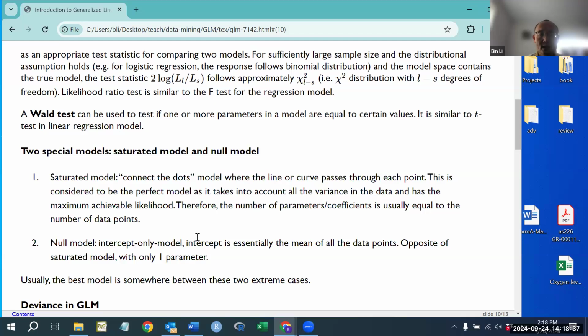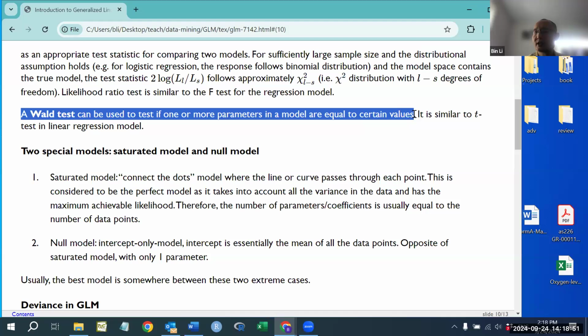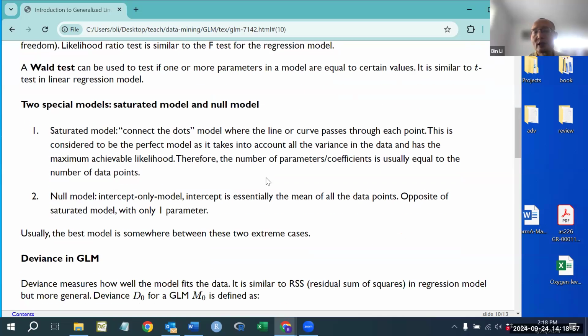And we can also use the Wald test to test if one or more parameters in a model equal a certain value. So a Wald test is more like a utility test that we talked about in the OLS. So there are 2 special models in the GLM.